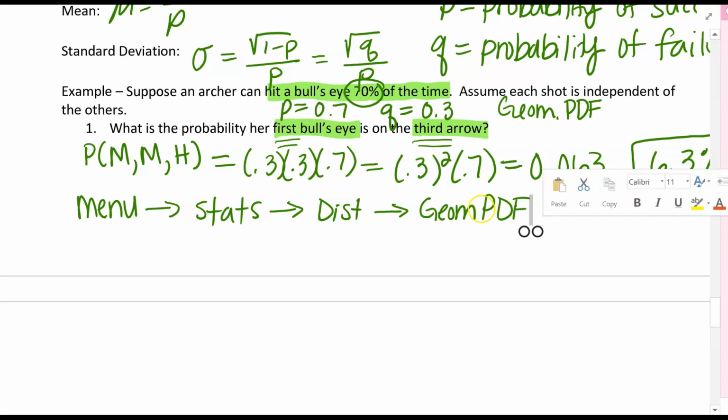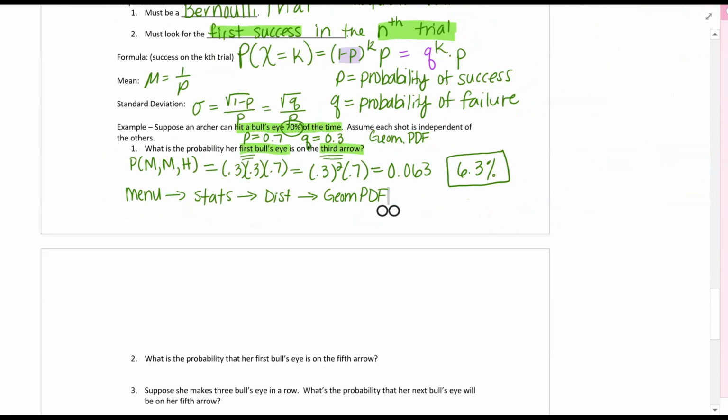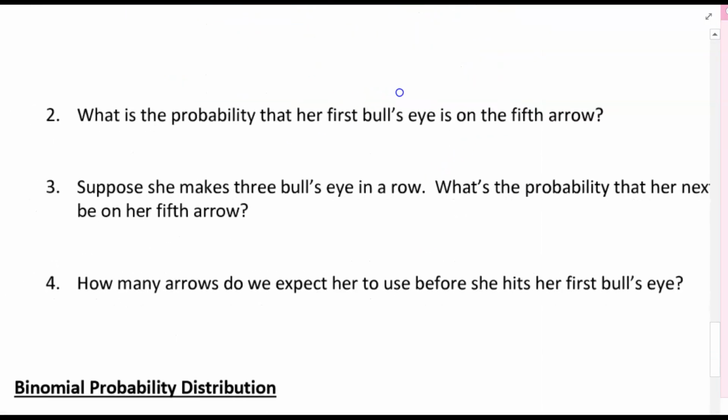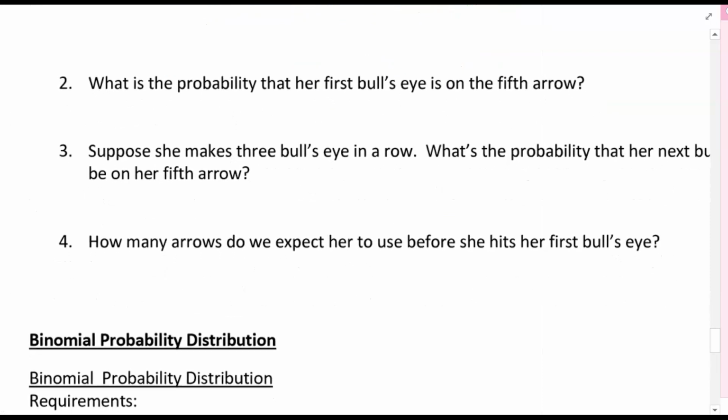You're probably like, well, that's not useful because I could just type 0.3 squared times 0.7. Yes, I know that's easier to just do 0.3 squared times 0.7. But we're going to start using the CDF, which is going to have a range of values versus just one. And that will be helpful to use a calculator. All right, let's look at the next example.